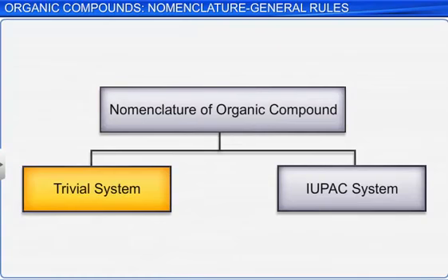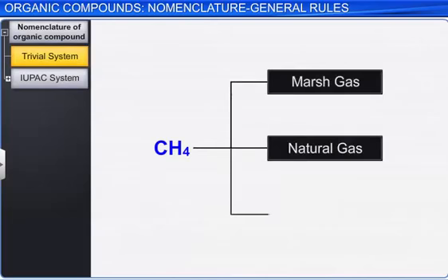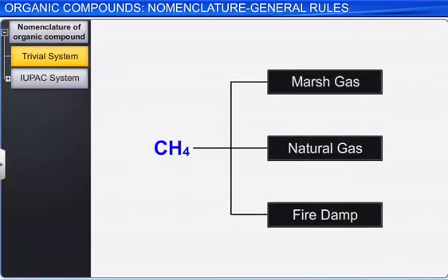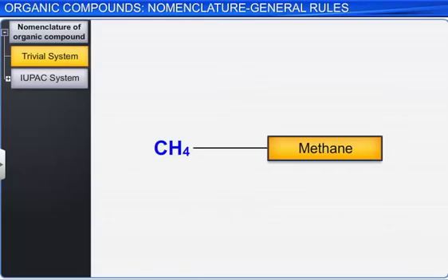This system was commonly used before 1892, and it did not follow any standardized rules. Moreover, more than one common name is given for certain compounds. To remember the common names given at random for a large number of compounds that are discovered day to day is difficult. Hence, the need to develop a systematized method for naming organic compounds is found to be indispensable.